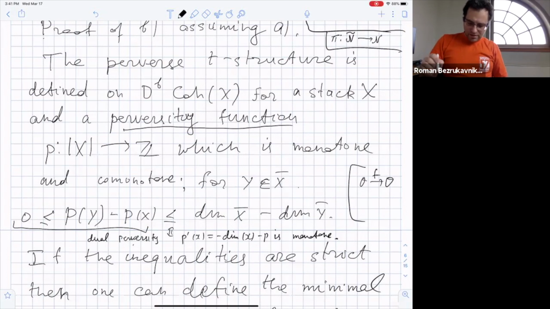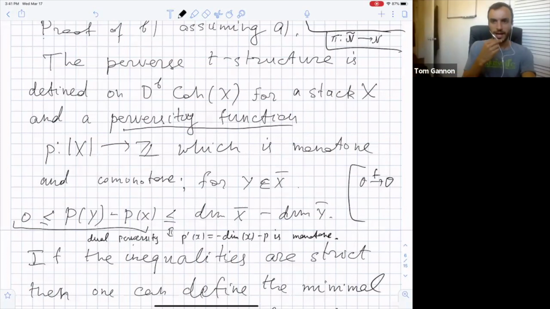So there's no way to meaningfully restrict to a set of strata. You just have to work with all, say for a scheme, with all the Zariski points, and for a stack also with all points. So perversity has to be defined, and only the limit over all stratifications can be worked with, so to say.